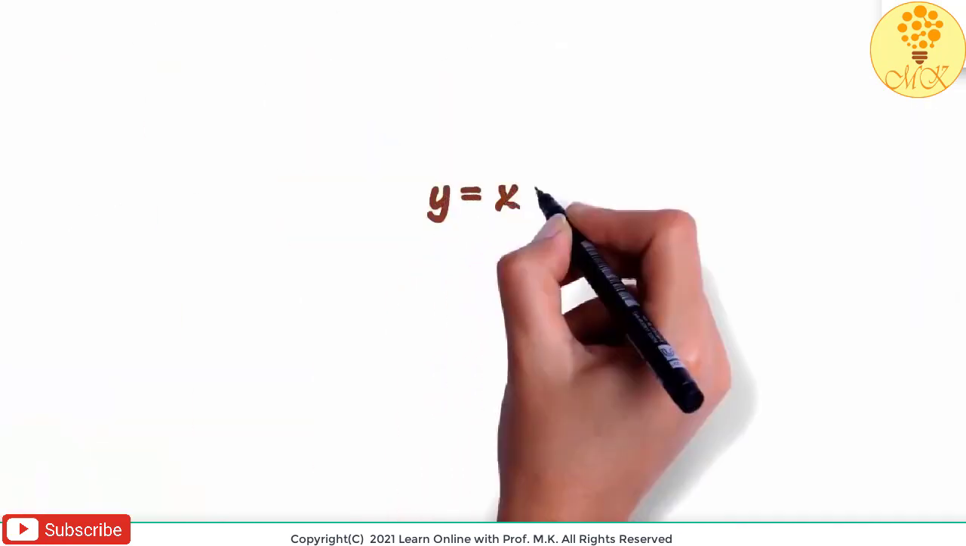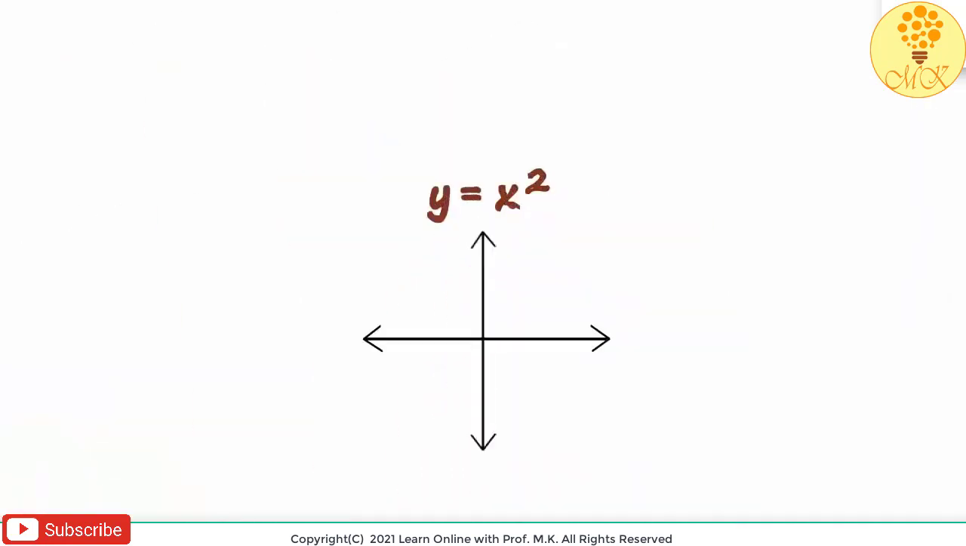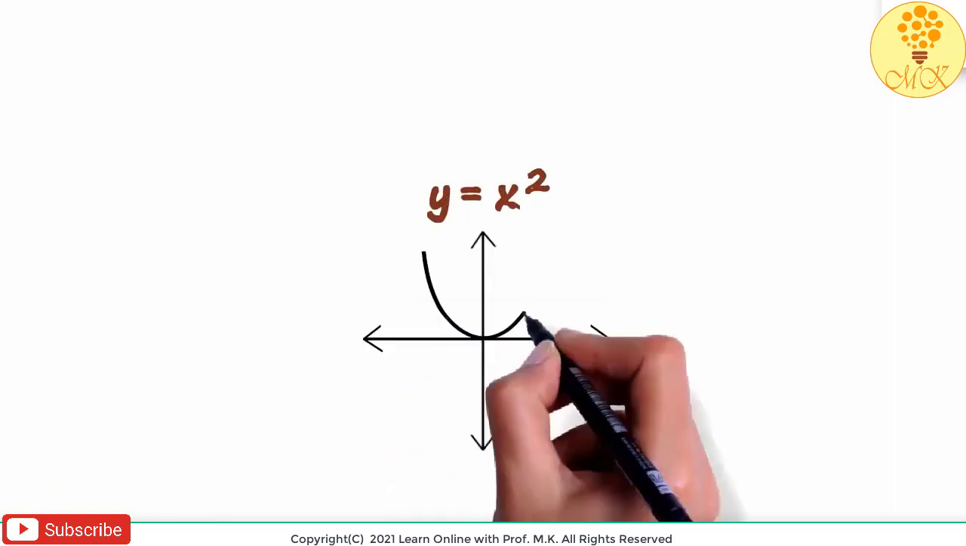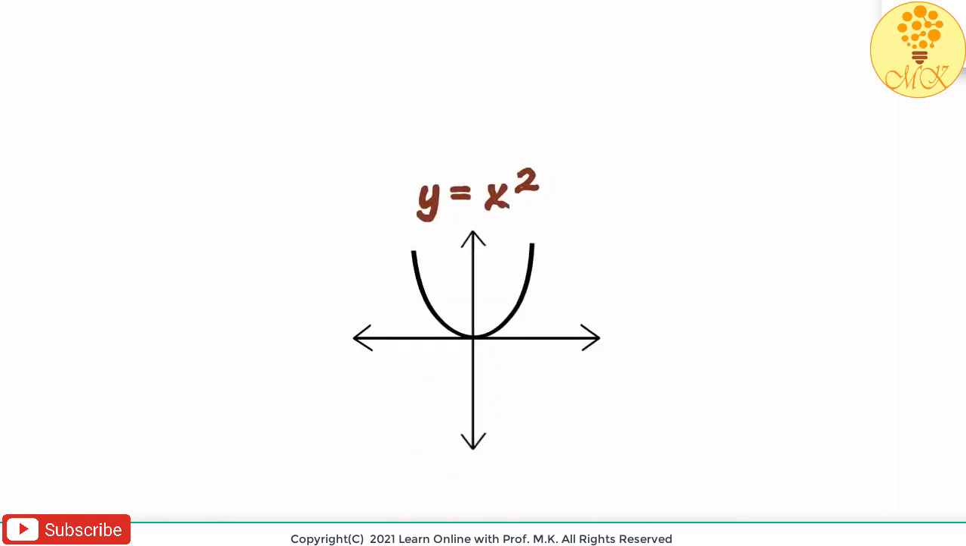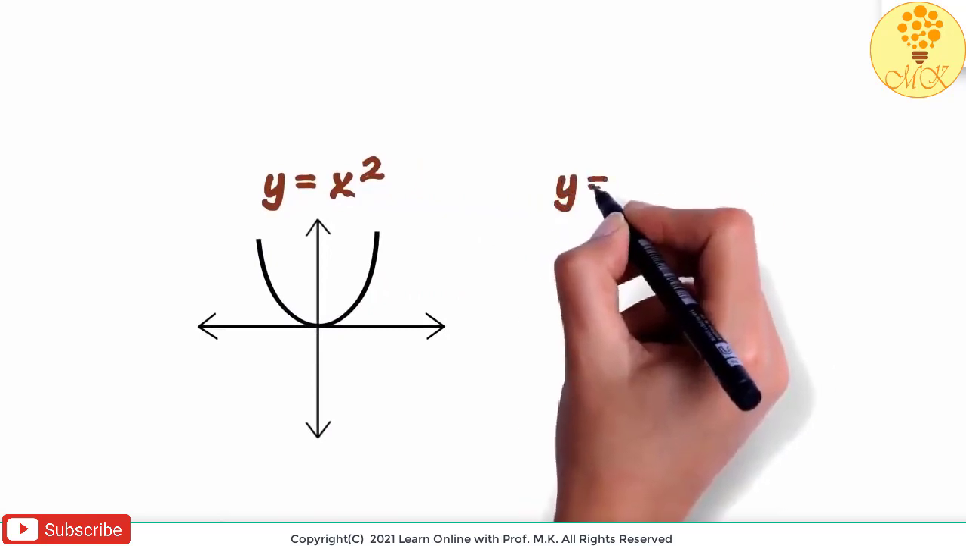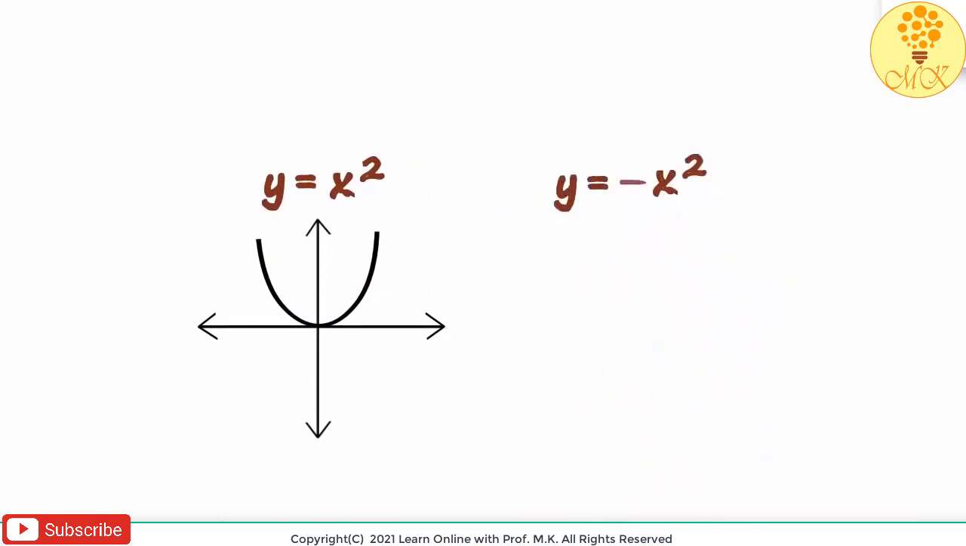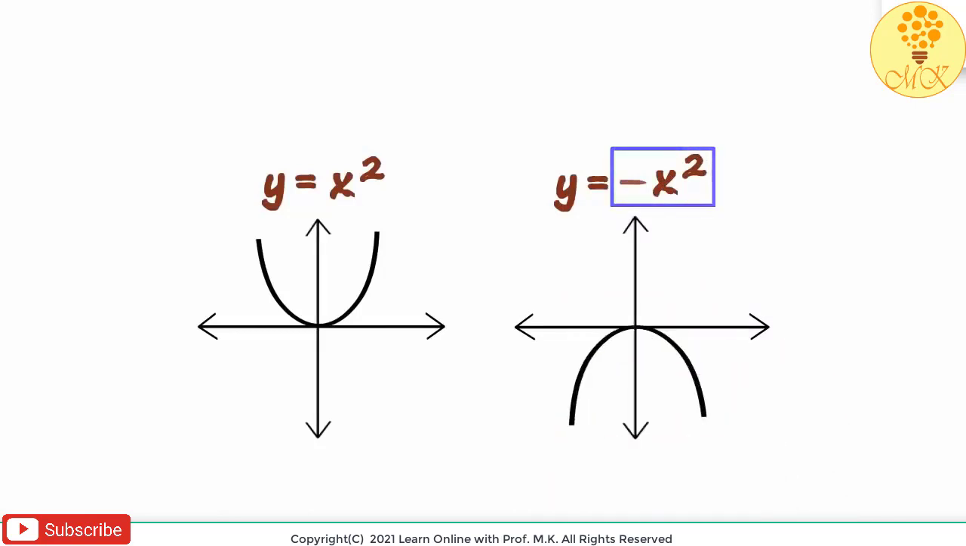y is equal to x squared. How does the graph look? Like this. So we know this well. What about y equal to minus x squared? How will its graph look? Simple. It will look like this. If it's the negative of a function, we just invert it. To see how we get this, just try substituting different values in place of x.